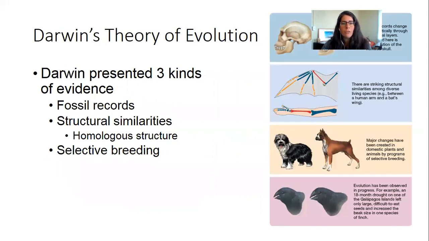So fossil records, structural similarities, and selective breeding. So we're most familiar with selective breeding, sometimes called artificial selection, when we talk maybe about racehorses or about different breeds of dogs.